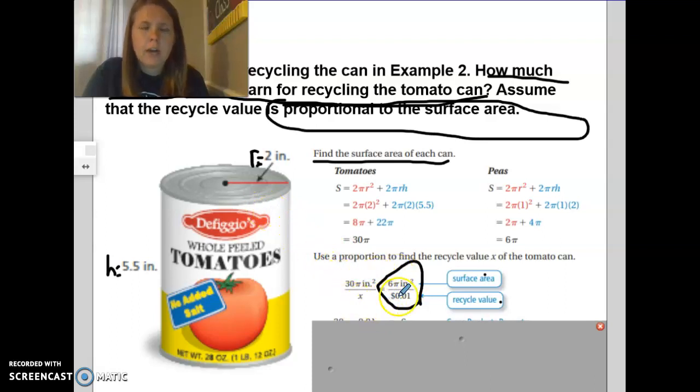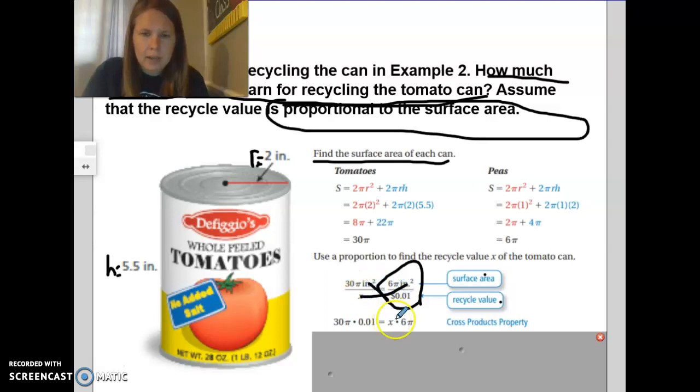We're going to use cross multiplication to solve this. When I cross multiply, using that butterfly method, they put the 6 pi times x on this side, and then you've got 30 pi times 0.01. Write it out. In this case, you've got a lot of weird numbers, so I would write this out and not just plug it into a calculator.